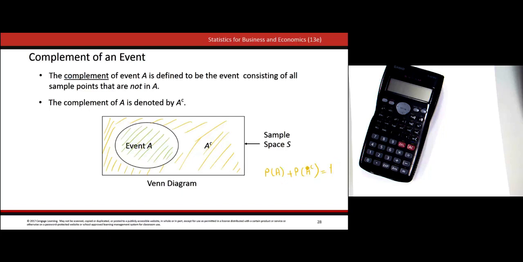Subtracting the probability of the event from 1. So the probability of A is 1 minus the probability of A complement. So you can calculate the probability of A if you know the probability of A complement, without knowing the sample point probabilities. Or the probability of A complement is 1 minus the probability of A.